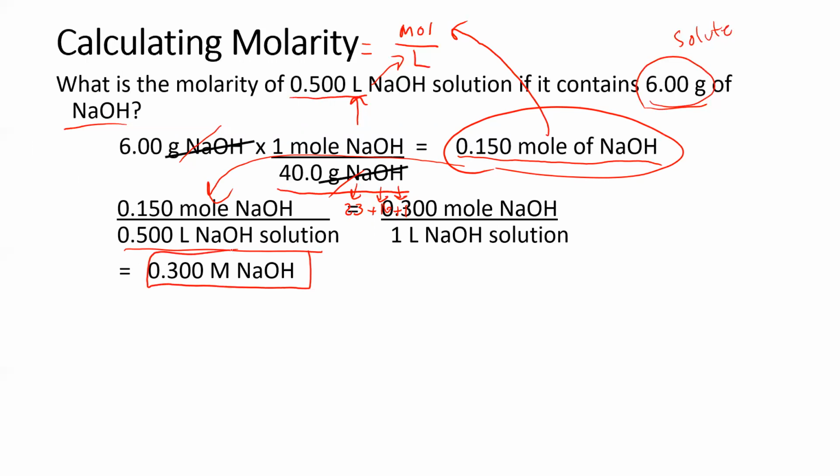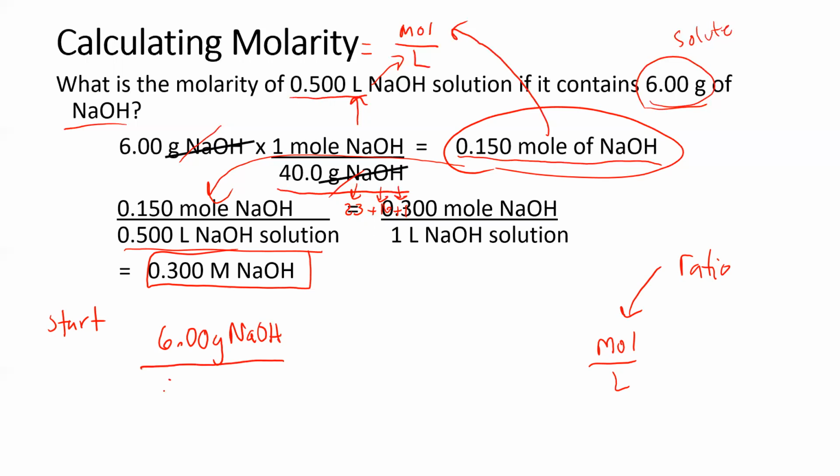A way you can do this that's a little bit cleaner and less clunky is, I know I want moles per liter. This is a ratio, okay? If I want to end with the ratio, I can start with a ratio in my calculations. So what do I mean? I could have written 6 grams of sodium hydroxide per 0.500 liters. And now I see that I already have the unit of liter. The only unit I need to change is my grams to moles.